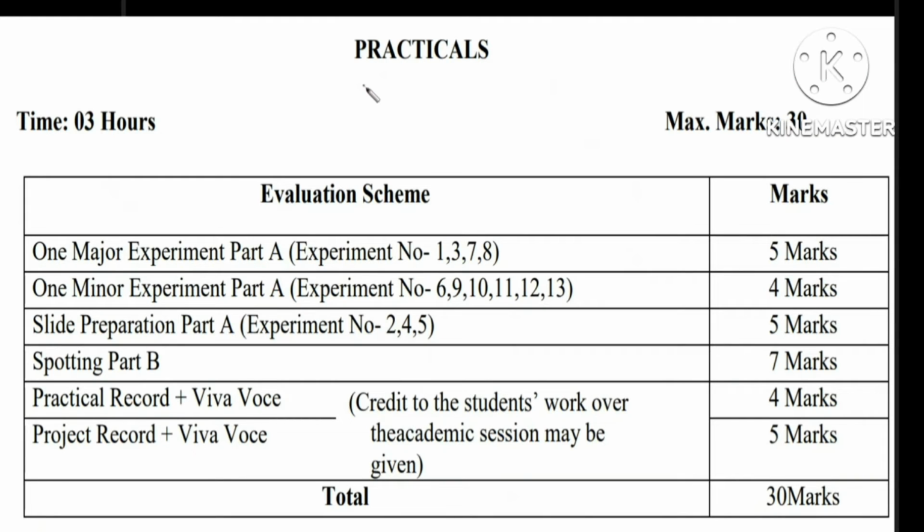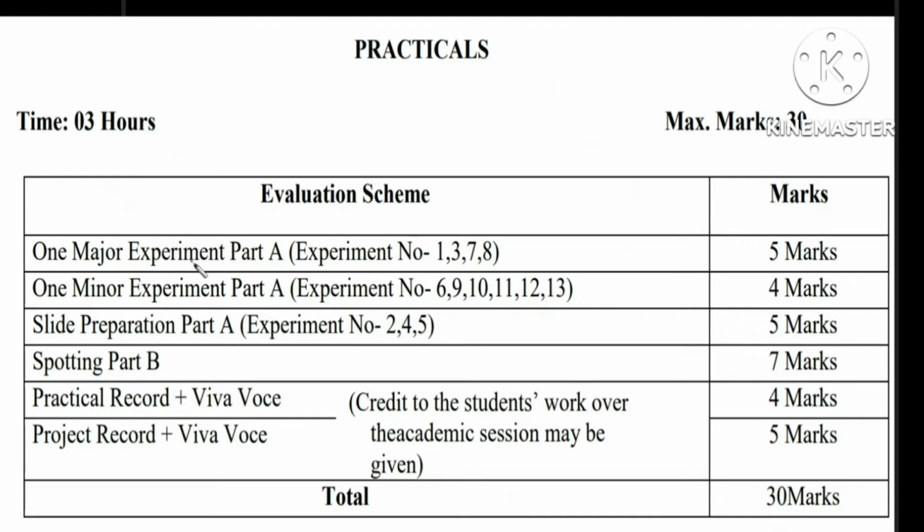While the theory is for 70 marks, practicals will be for 30 marks. And the evaluation scheme is like this. There will be one major experiment for 5 marks, one minor experiment, 4 marks, slide preparation, 5 marks, spotting, 7 marks, practical record plus viva, 4 marks, project record plus viva, 5 marks. Totally 30 marks.